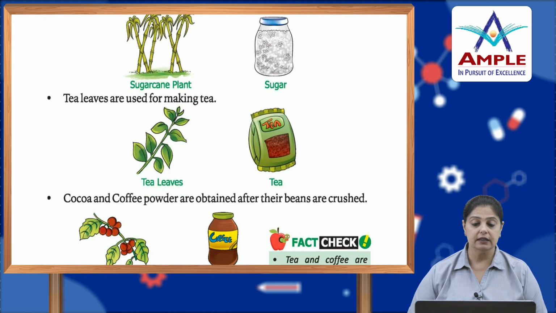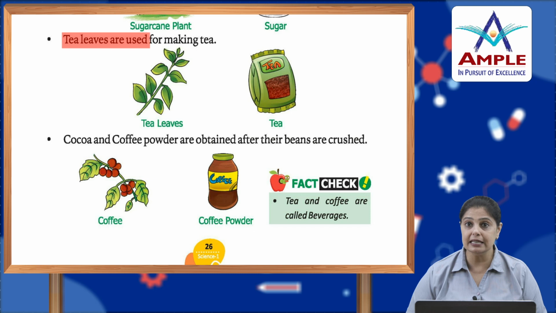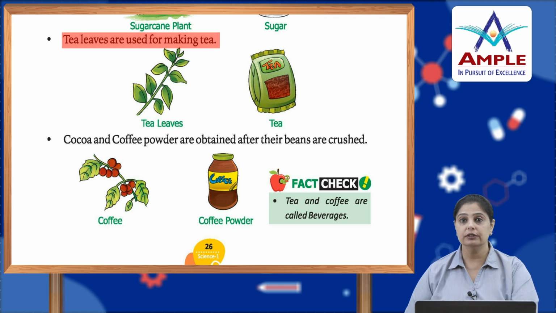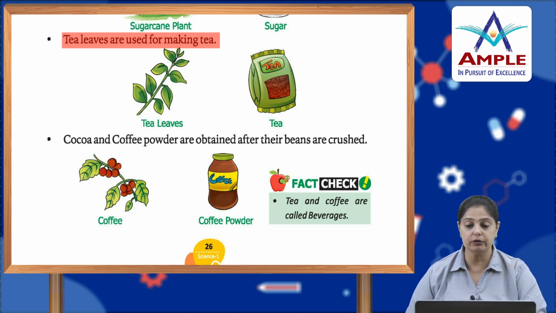Tea leaves are used for making tea. There's a process involved in order to make the tea powder also. The leaves are plucked, and they are sent to the factory, from where they are transformed into the tea powder that we have at home to make tea.